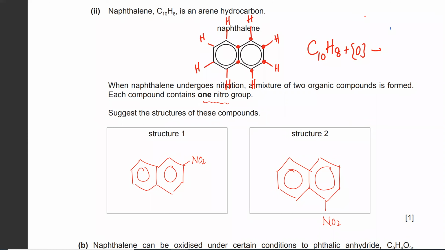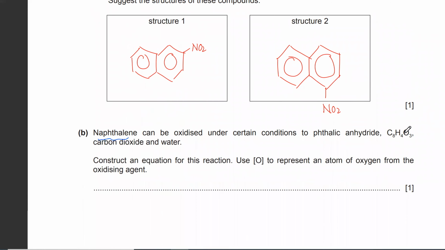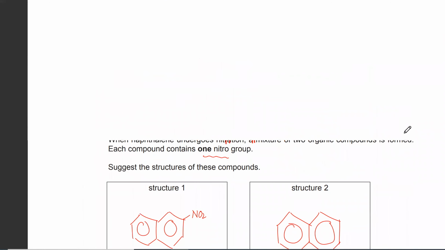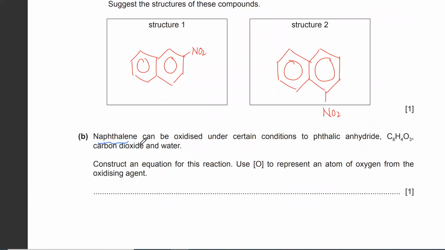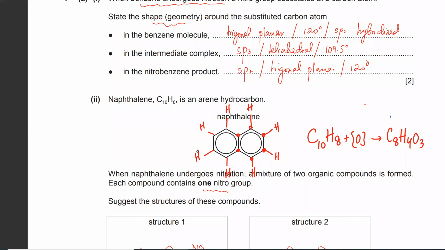And he told us the product. The product that was getting formed was, what was the product? C8H4O3, C8 and H4 and O3, right? So that's their product. Now that's a weird product. And carbon dioxide and water. Sorry, there's carbon dioxide and water as well. So that balances things out. So there's carbon dioxide and there's water. Now that makes sense.